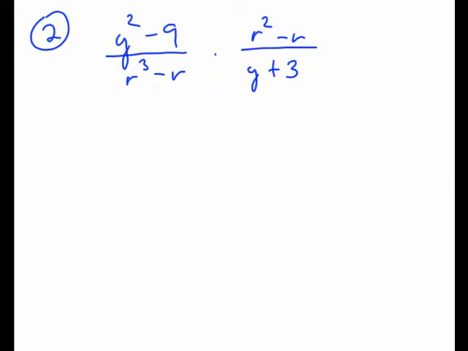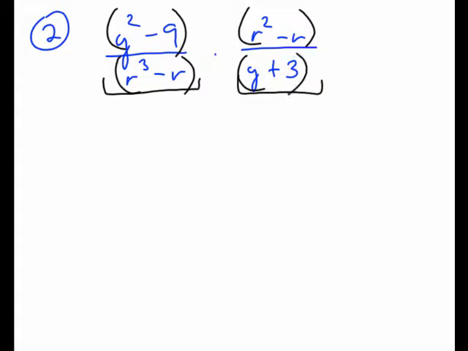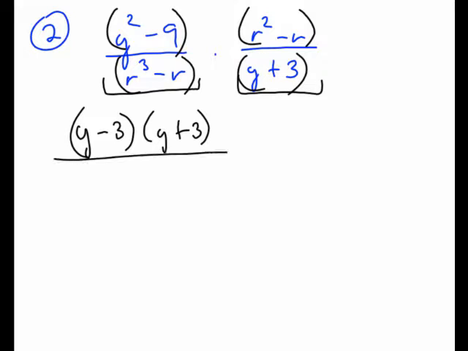Alright, so I want to multiply these two rational expressions together. Again, a little bit more complicated. This time our numerators are not factored because we have to think of that as a chunk. These are all chunks. So the black bracket times the black bracket are 2 factors, and same thing on the denominator. So I can factor the numerator, y minus 3 times y plus 3. Here I got a common factor of r times r minus 1.